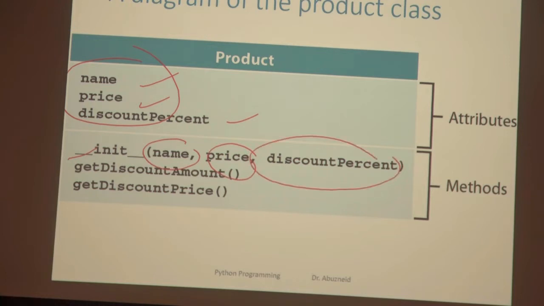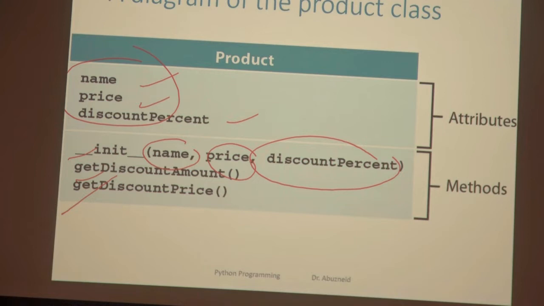Then we have a second method called getDiscountAmount. So how much is the discount amount in terms of dollars? And this method is a function. And then we have getDiscountPrice. So in this class, how many attributes do I have? 3. How many functions or methods do I have? 2 functions or 3? 3.